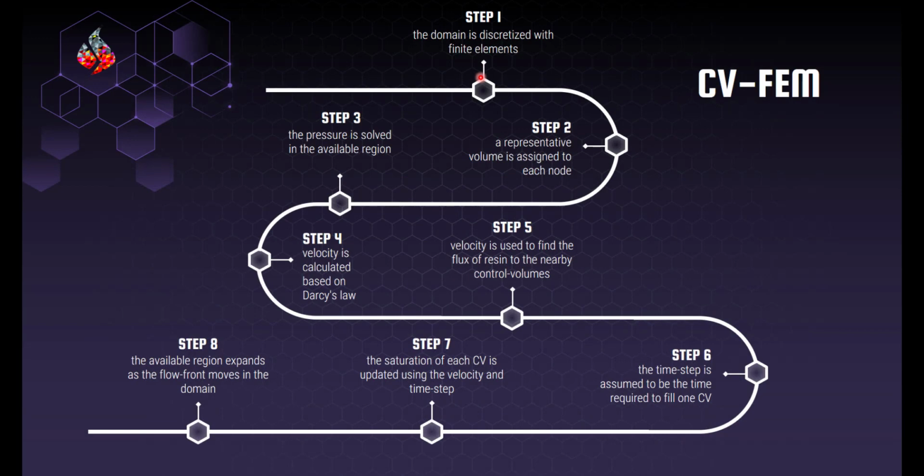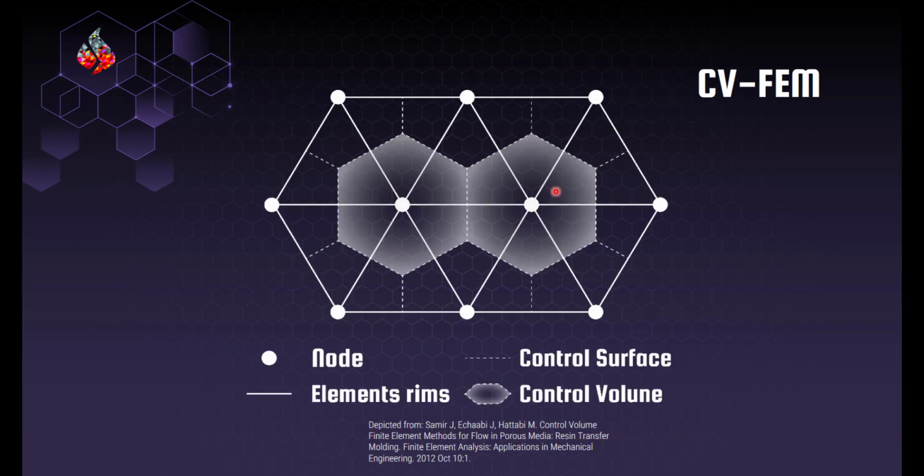One of the methods in the literature to simulate RTM processes is the control volume finite element method. Like any other finite element method, the domain is discretized in the first step. Then, a representative volume is assigned to each node. The method to calculate the representative volume is shown here. A saturation value is assigned to each node, which is 0 at the start of the analysis.